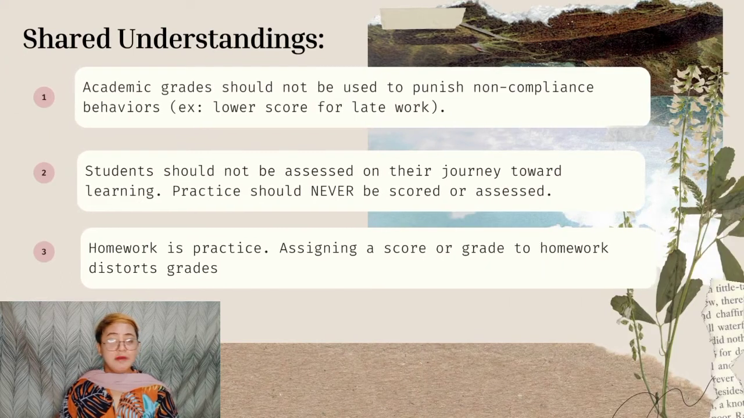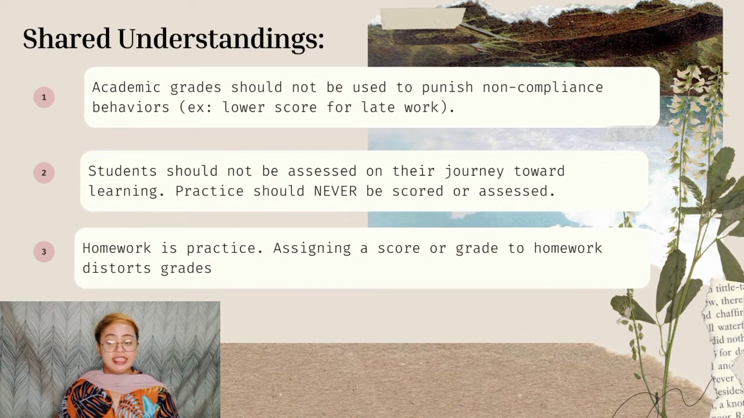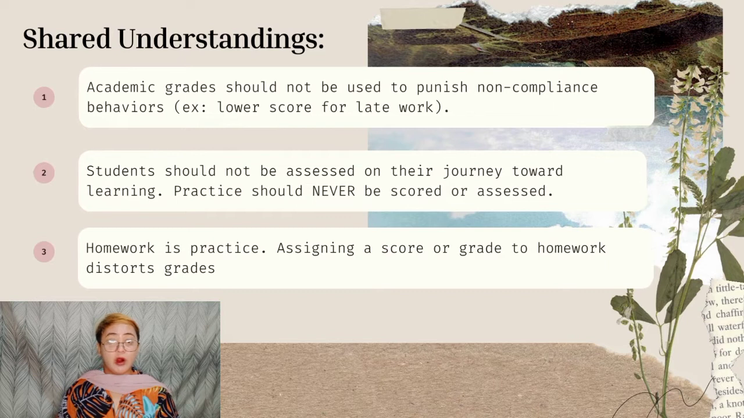First, academic grades should not be used to punish non-compliance behavior. Example, lower score for late work. Second, students should not be assessed on their journey towards learning. Practice should never be scored or assessed. Third, homework is practice. Assigning a score or a grade to homework distorts grades.